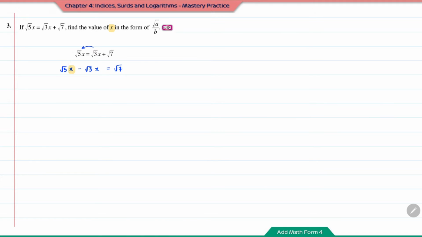So here, these two terms, we have the common factor of square root of x. Therefore, I can factorize this. So square root of x bracket square root of 5 minus square root of 3. To find the x, I'm going to move this square root of 5 minus square root of 3 to the right hand side.